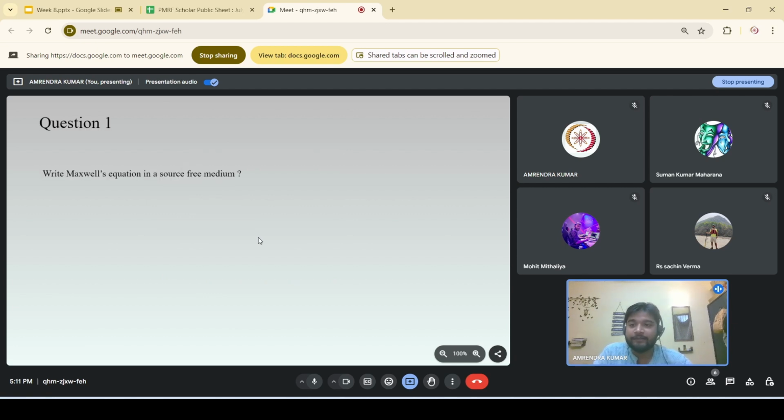Now our first question is: write the Maxwell equations in a source-free medium. Okay, so before writing this, we need to understand what I mean by a linear dielectric medium. So let me share my screen, one second, and then we can see what it means to have a linear dielectric medium.